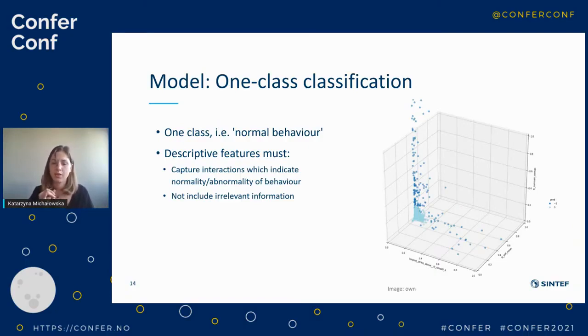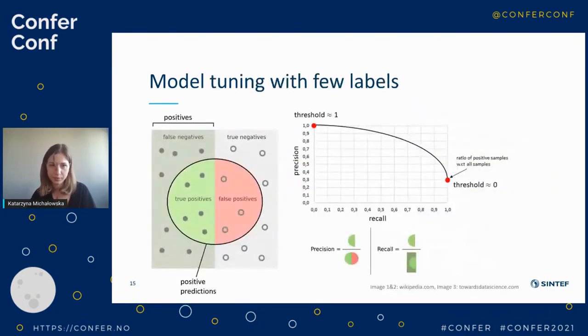So in this, we had to make sure that our features that we use actually capture the interactions that indicate the normality or abnormality of this behavior. And we also didn't want to include irrelevant information, because in that we would only end up, for instance, dividing the data into some more usual modes of operation and some less usual modes. So we didn't want the algorithm to focus on that and just give us a lot of false positives in this. Okay, so how do you compare your models if you only have few labels?